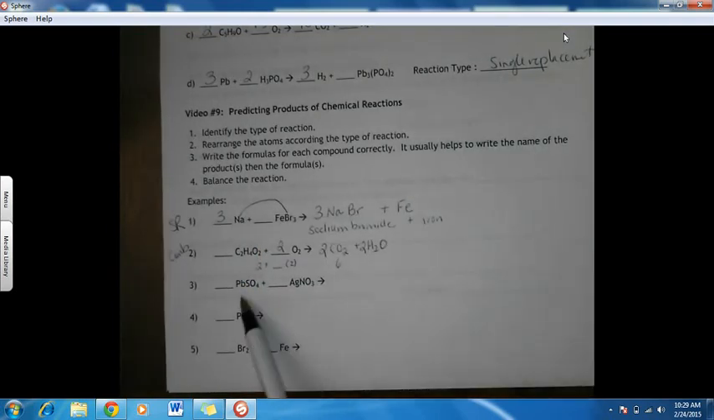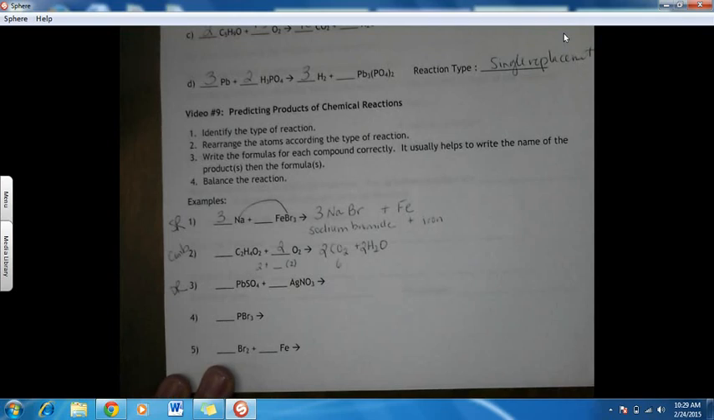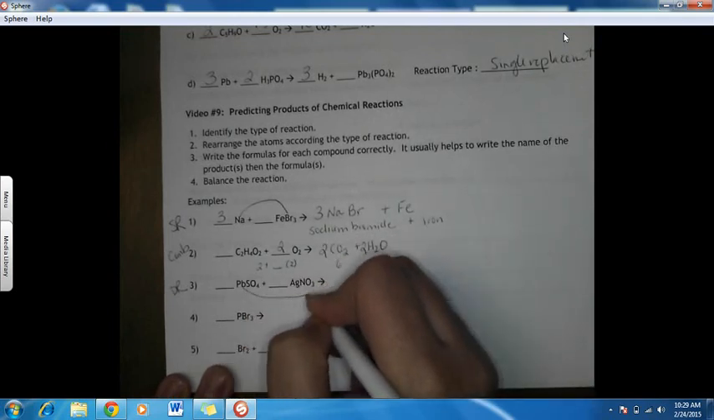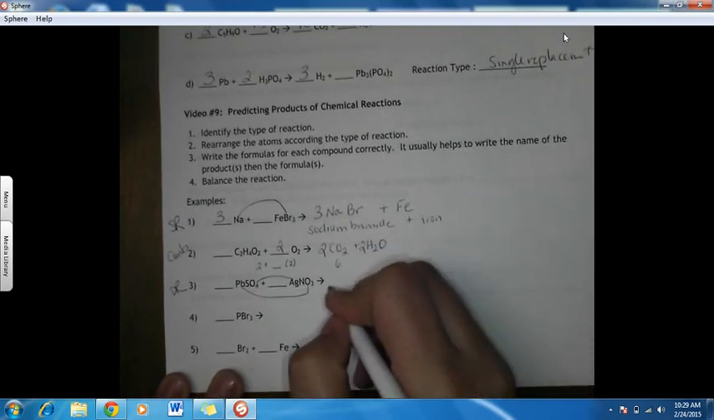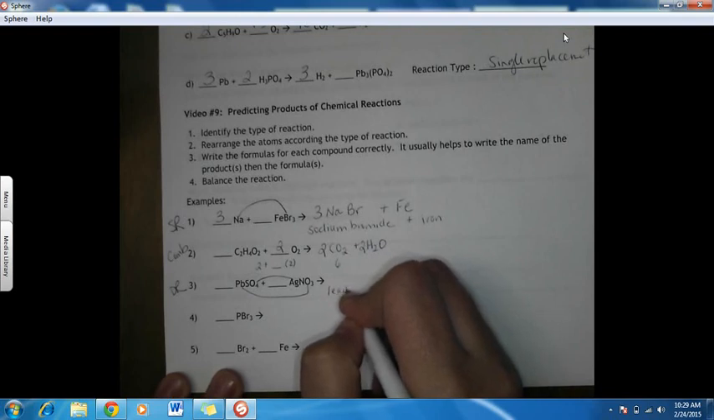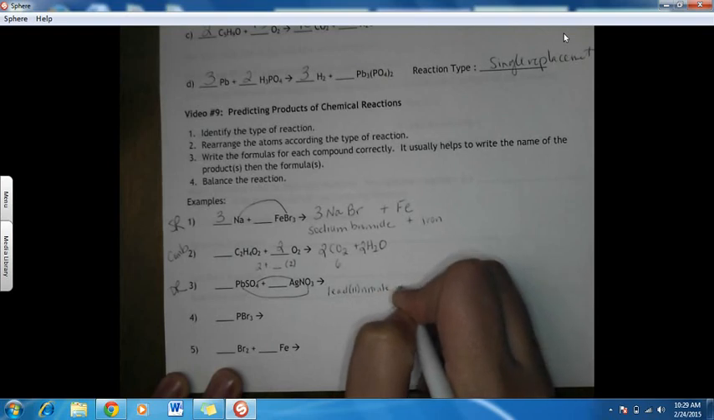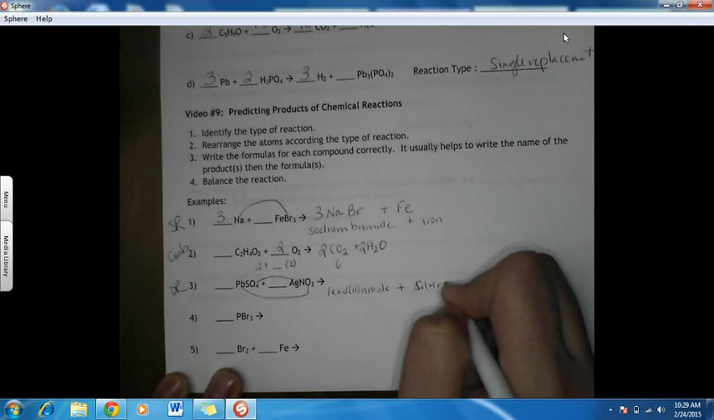Okay. And so here we have lead 2 sulfate and silver nitrate. So this is 2 compounds, so this is a double replacement. And so what's going to happen are the 2 positive ions are going to trade partners. So lead is going to combine with the nitrate, and silver is going to combine with the sulfate. And so here we would have to have lead 2 nitrate and silver sulfate.